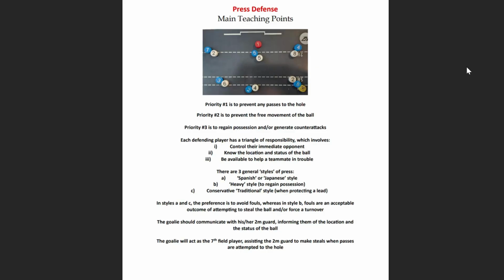In the case of a press defense, priority number 1 is to prevent any passes to the hole. Priority 2 is to prevent the free movement of the ball. Priority number 3 is to regain possession and or generate counterattacks.